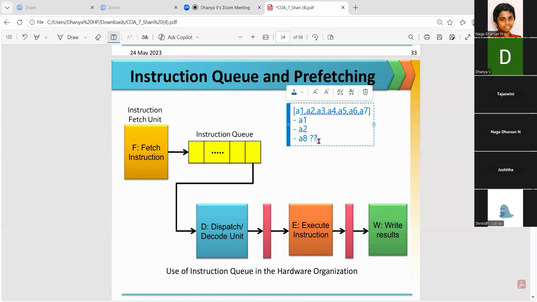Okay, this is what the concept of instruction queue and prefetching is. You try to queue as much as possible, and then prefetch and keep everything possible, so that you won't really find the delay. You can use all of this, and by the time you reach A8, you will also get A8. You might prefetch and keep A8 by the time all of this occurs.